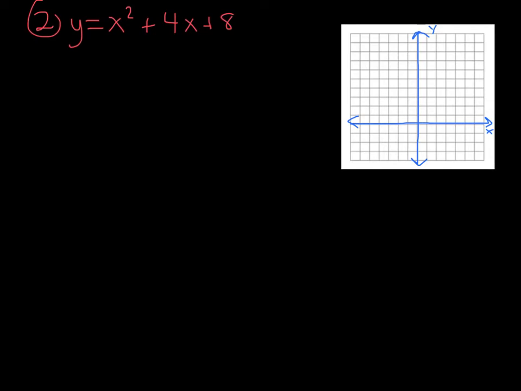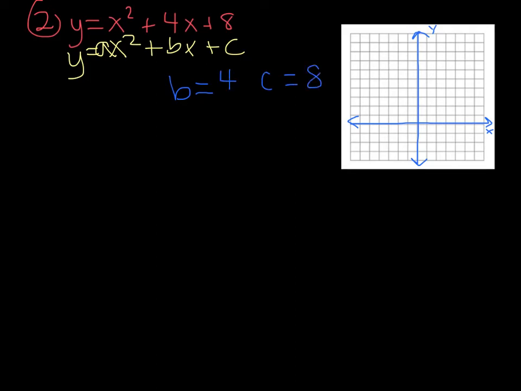So here's our next example. If you're feeling really comfortable with this, go ahead and find the vertex and axis of symmetry on your own, and you can even graph if you want. If not, then you can just follow along as I do it. So for this one, we know that our general form is y equals ax squared plus bx plus c. In this case, you probably immediately can tell what the b is and what the c is. So the b is 4, the c is 8.